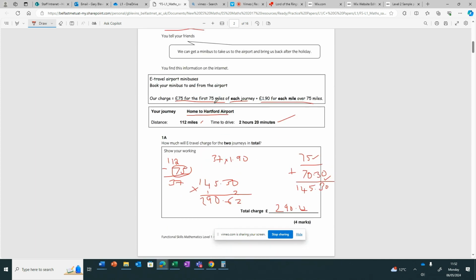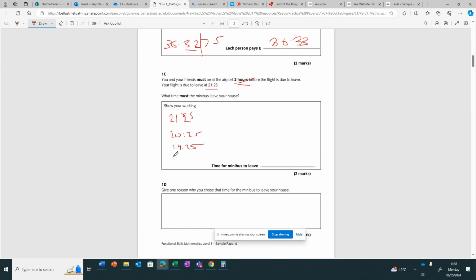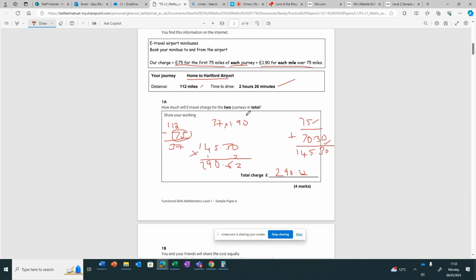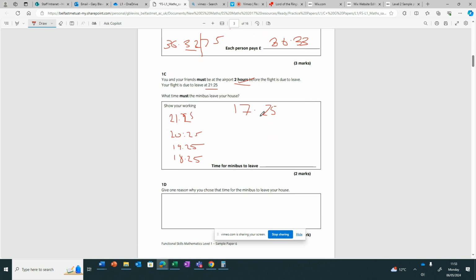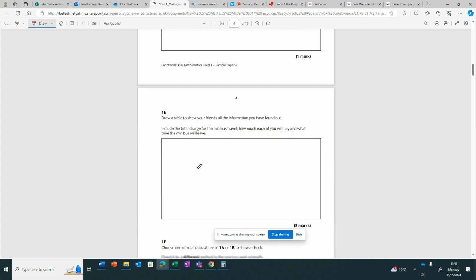But it also says the minibus takes a bit of time to get there. It takes 2 hours and 20 minutes to drive to the airport. So we're at 19:25. We'll take another hour away, that's 18:25. We'll take another one, that's 17:25. That's the extra 2 hours taken off. And it was 2 hours and 20 minutes, so we'll take 20 minutes off, which will leave you at 17:05. So 5 past 5, 17:05. Give one reason why you chose that time for the minibus to leave your house. Well, it's the latest time you can leave and arrive at the airport on time for your flight.